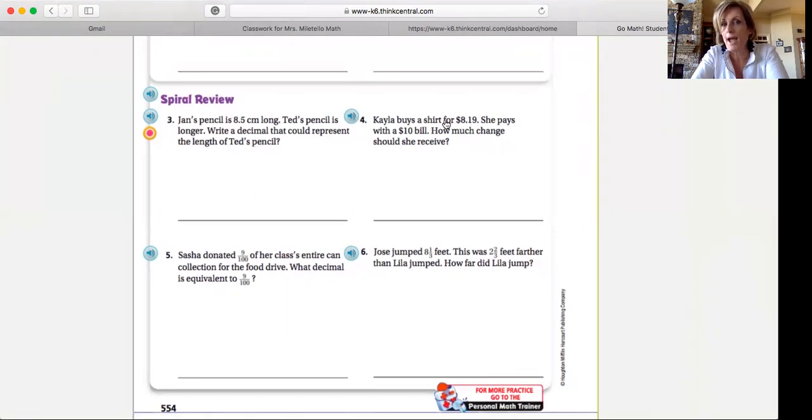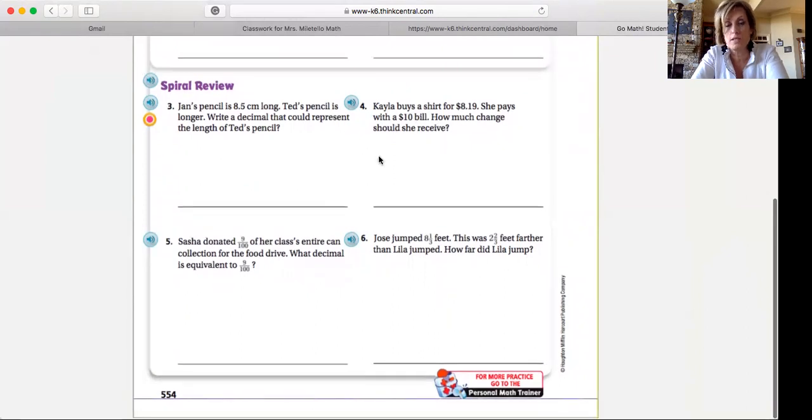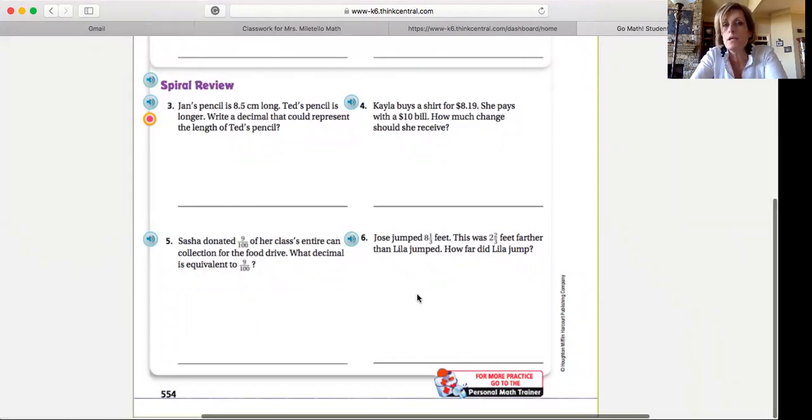You're subtracting to find the difference between these two right here. I'll let you figure that out. We just did decimals. I think you can figure out number 5 on your own. Number 6. You're subtracting between these two fractions or mixed numbers here.